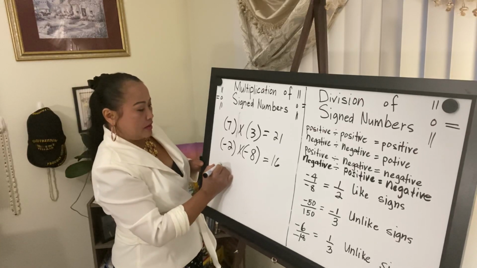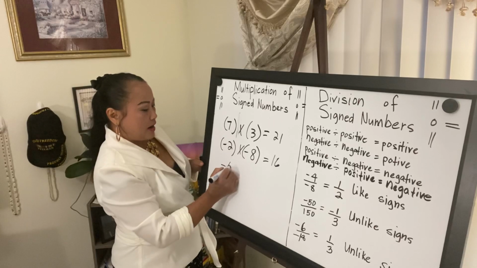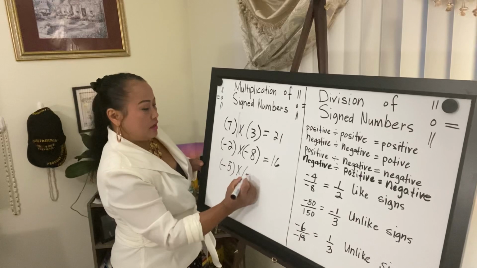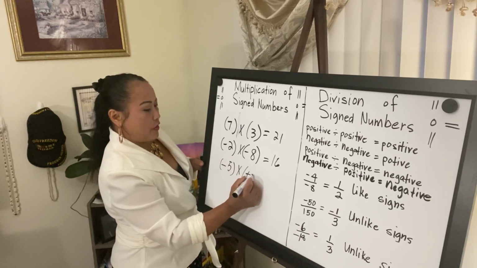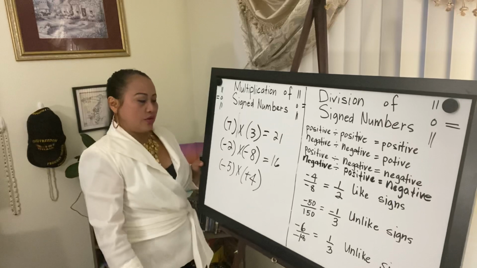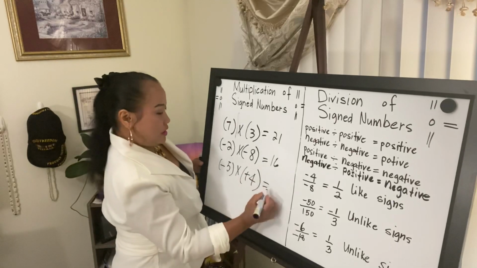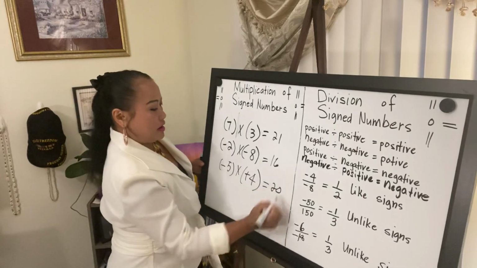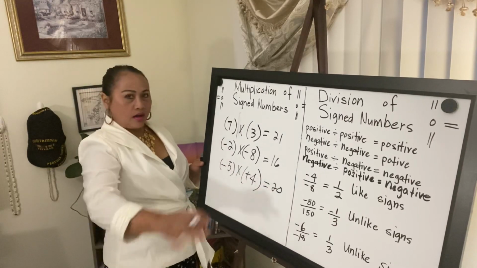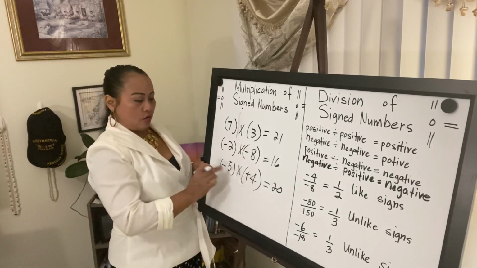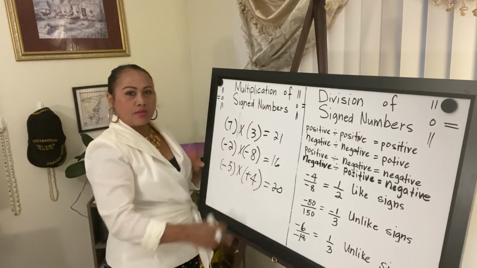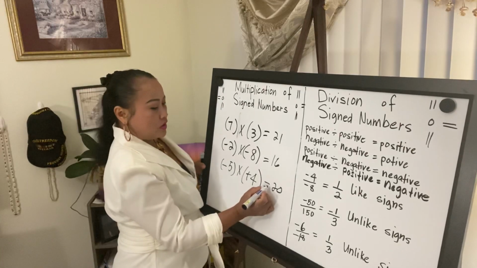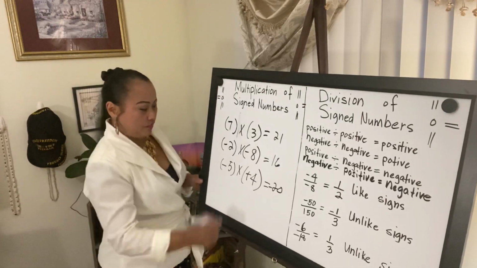Let's say negative 5 times positive 4. Sometimes they will write it like that. They trick you, you know. So the answer is 5 times 4, 20. And then you always look at the signs. If it is unlike signs, it is always negative. So the answer is negative 20. Another one.